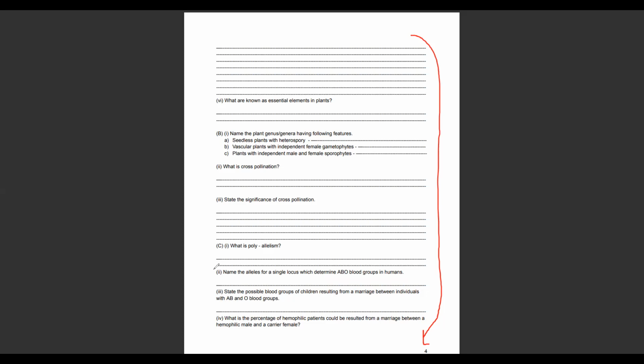Right. Next one. Name the alleles for a single locus which determine A, B, or O blood groups in humans. IA, IB, and small i. හරිද? IA, IB, and small i. Give 1 mark. තුනම ලියලා තියෙනවා නම් එක ලකුණක් දෙන්න.